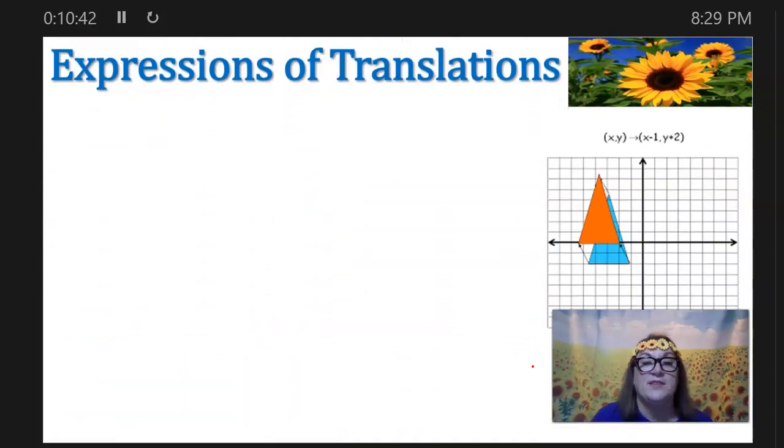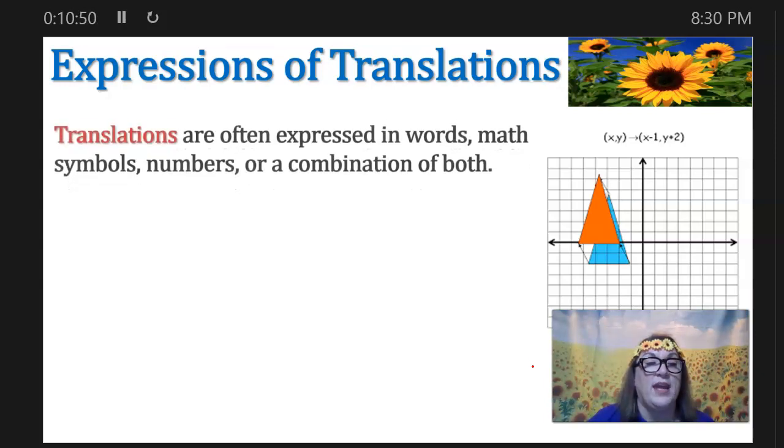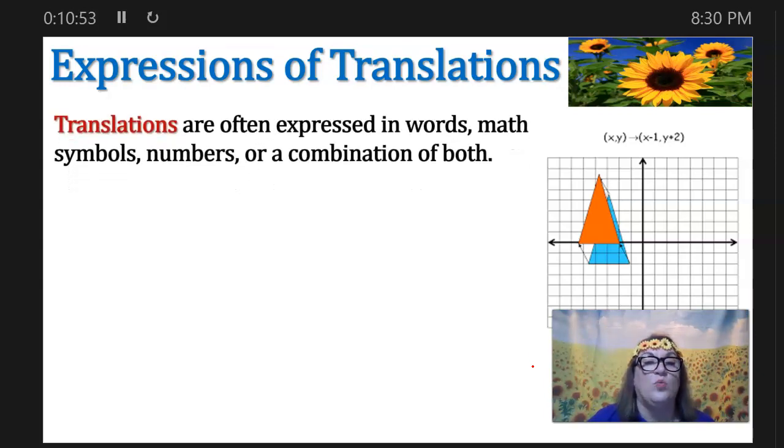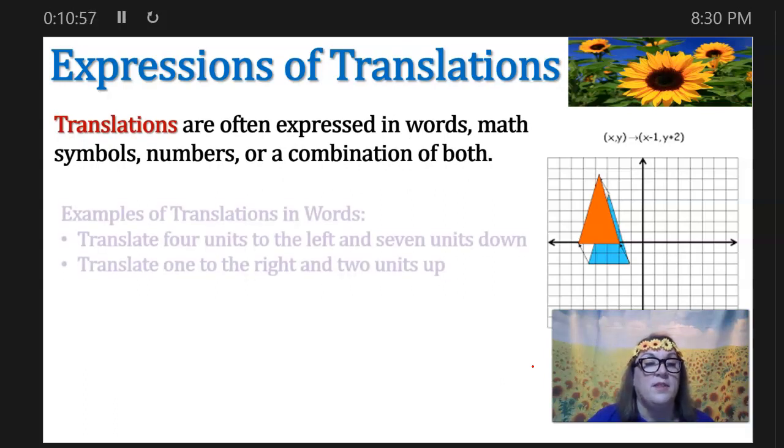Okay, expressions of translations. So again, there are multiple ways you can write a translation out. You can write it in words. So let's look at some of those ways. Translations are often expressed in words, math symbols, numbers, or a combination of these.